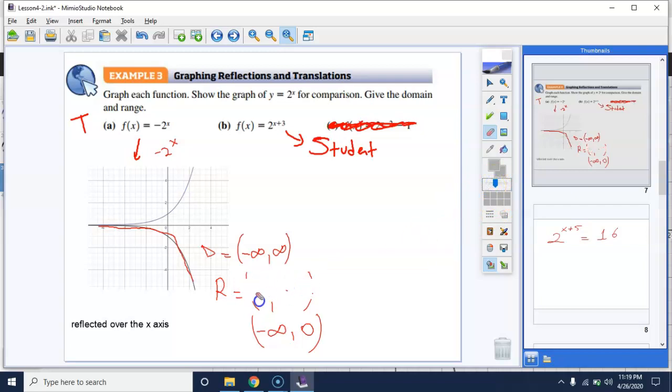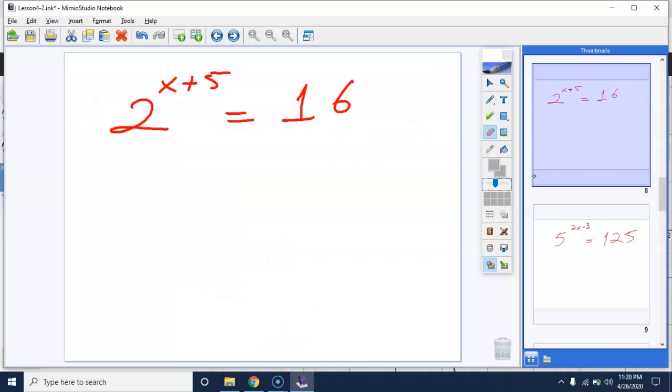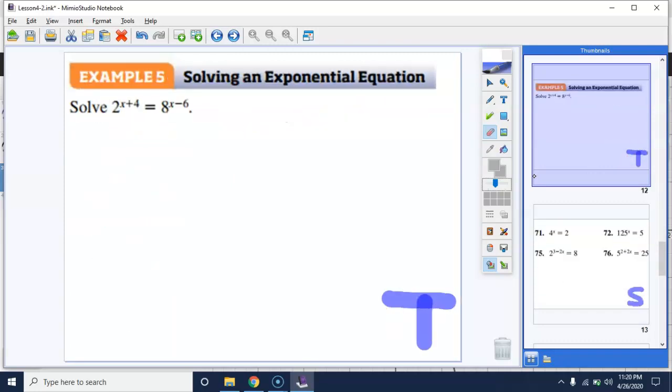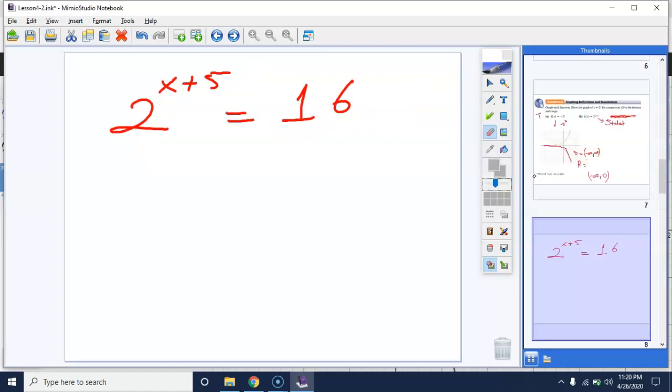Okay, so range should be negative infinity all the way up to 0. Or we can say only all negative numbers. Okay, so that's the first part. Second part, we're going to work with exponential equations. That's why I bring up a couple of equations. We're going to work with those, and then I'm going to move to hard equations. But I want to show you the basics first.